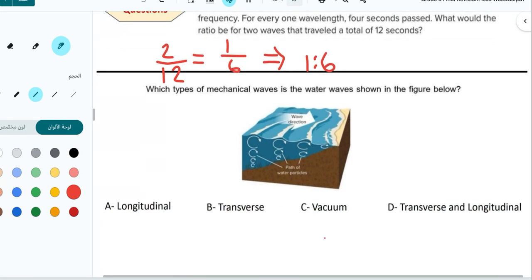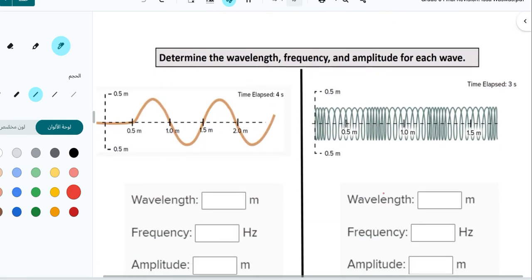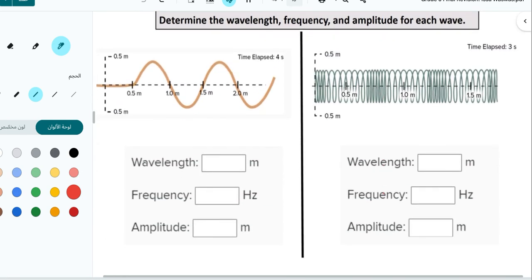Okay, so we spoke about types of waves. Just know that water waves in the ocean are both transverse and longitudinal waves. Okay? Let's look at this one right here, where we can determine the wavelength, frequency, and amplitude.